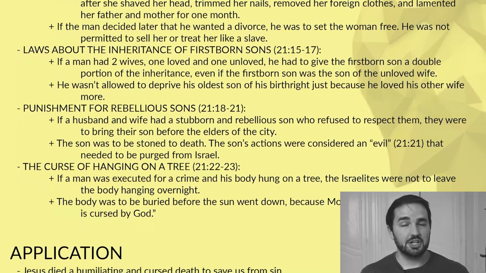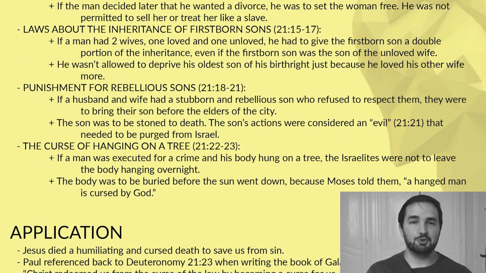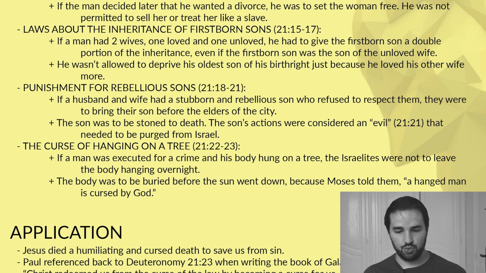And now for our final section, you guessed it, it's completely different. Verses 22 through 23, the curse of hanging on a tree. If a man was executed for a crime and his body was hung on a tree, the Israelites were not allowed to leave his body hanging there overnight. The body was supposed to be buried before the sun went down because Moses told them that, quote, a hanged man is cursed by God. And this is what we're going to talk about in our application section.